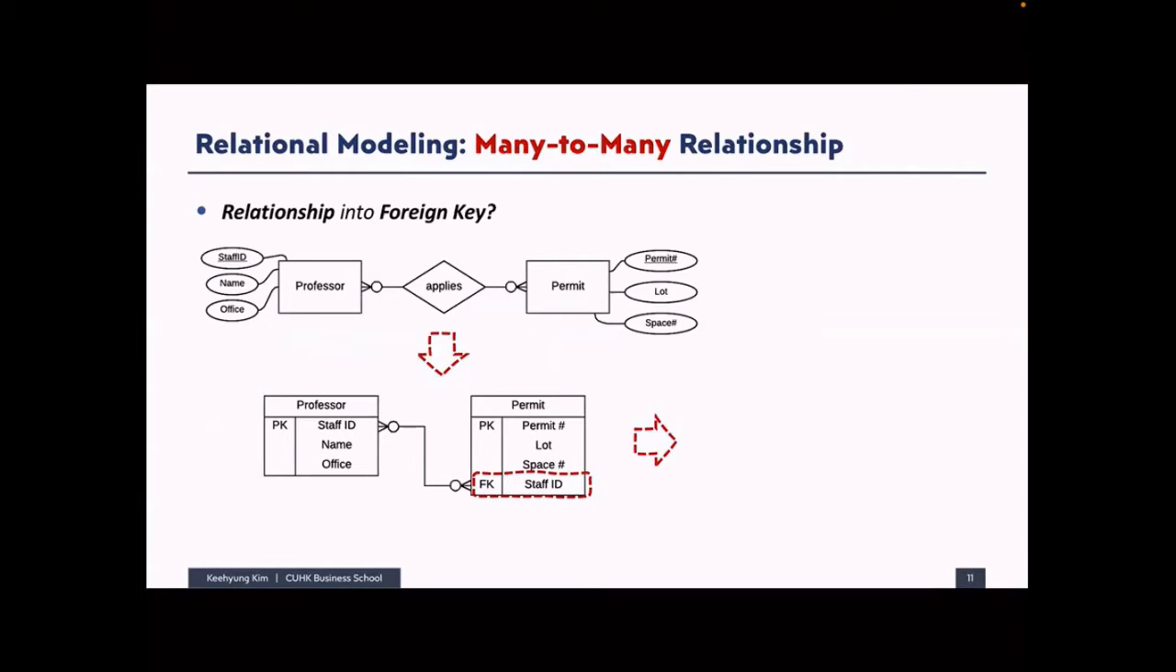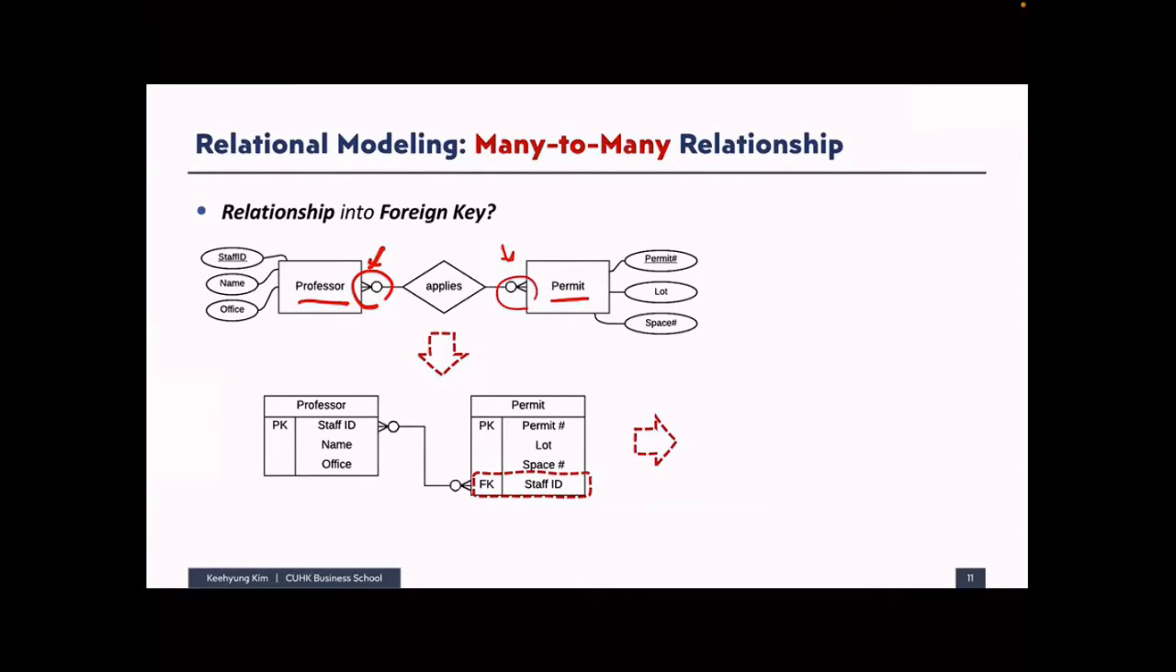Let's think about this business case of a professor applying for a parking permit. In this business case, the rule is that a professor may apply for many parking permits, and each parking permit may be shared by many professors. This was one of the examples we talked about last time. Let's say we have this ER diagram and we want to translate it into a relational model. If we try to utilize the foreign key approach as we did earlier, it will actually not work.